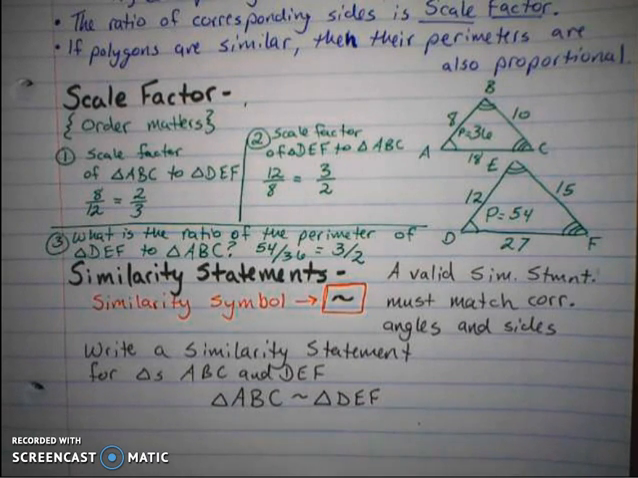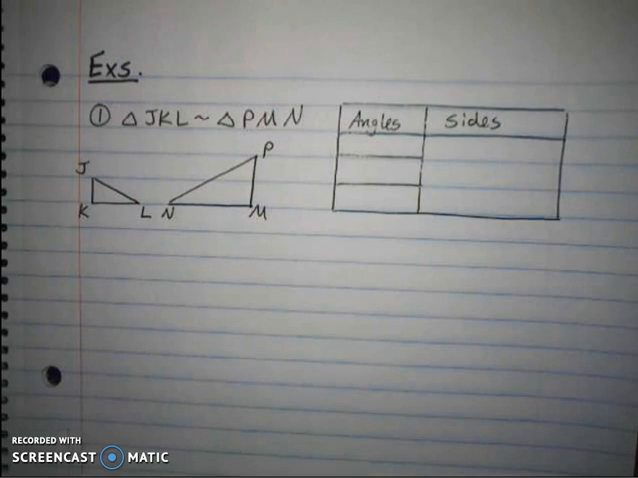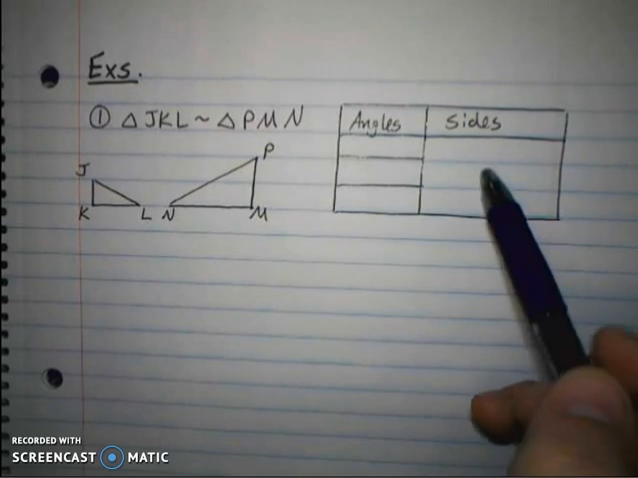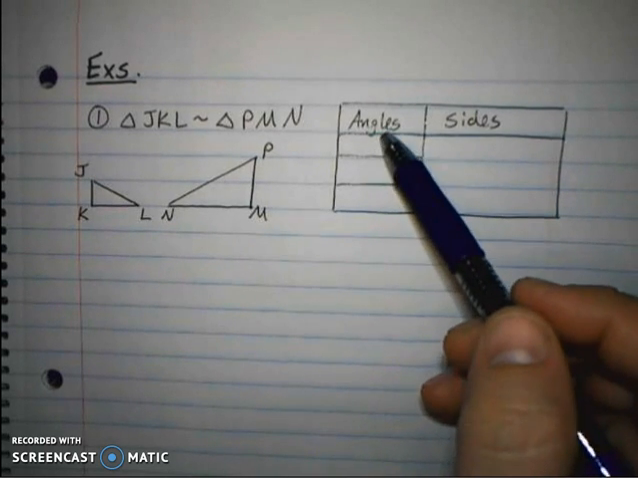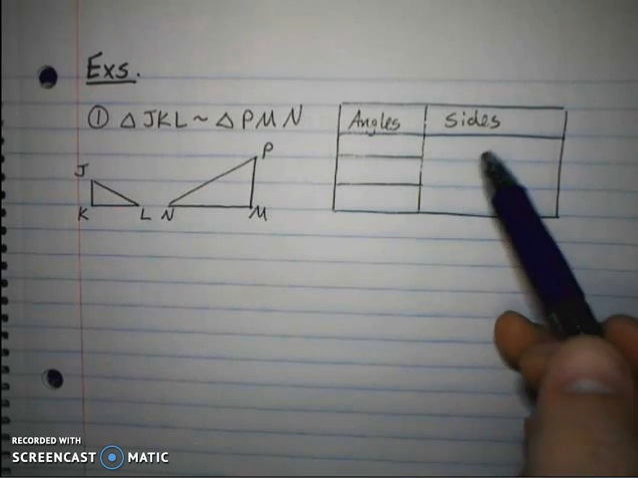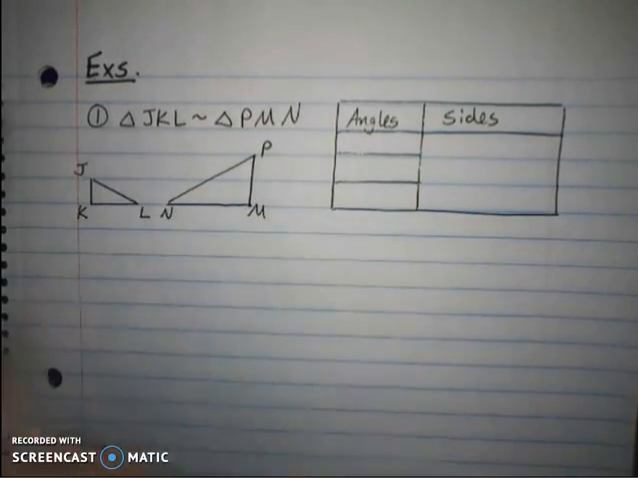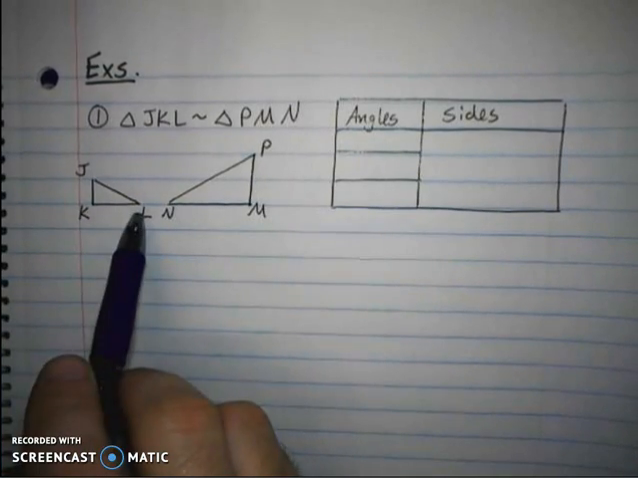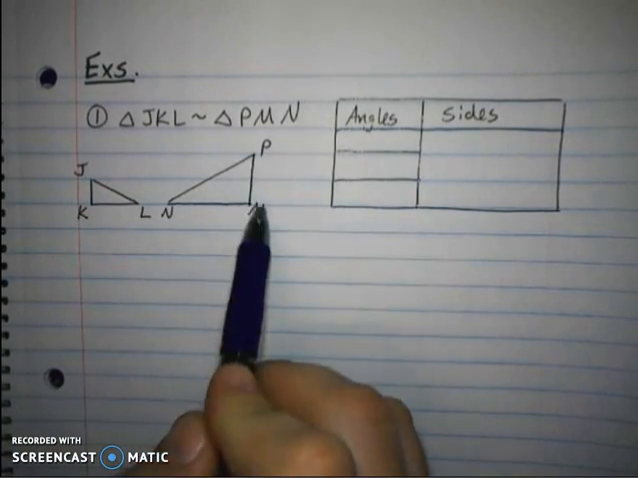All right, we're going to go ahead and take a look at some examples now. And so in our first example, what I want us to do is to fill out this chart by listing the pairs of corresponding angles that are congruent and listing out the proportionality of the sides. And so that's what we're going to do for these two triangles. Now we are given that triangle JKL is similar to triangle PMN.